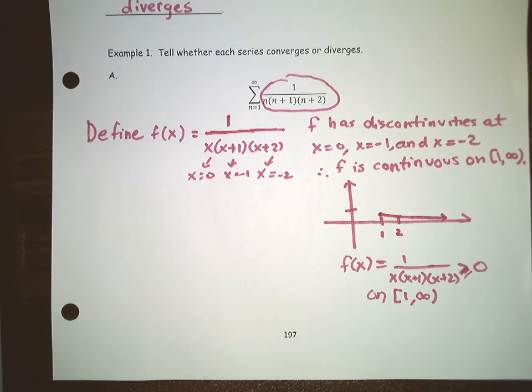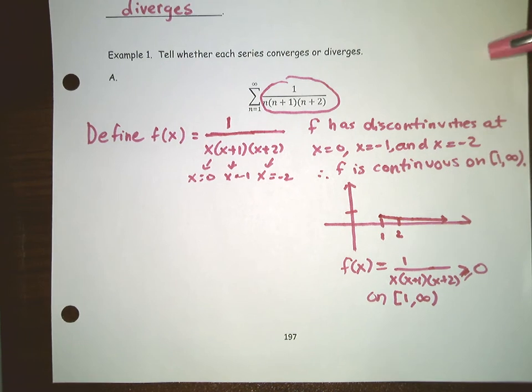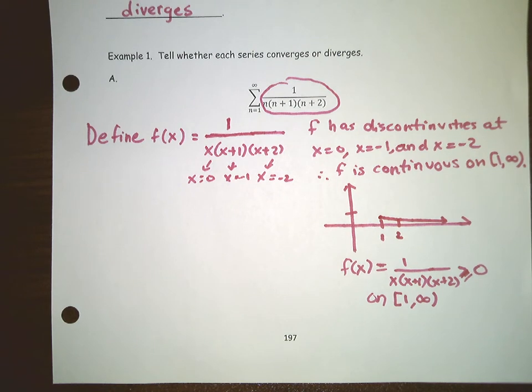But if I want to verify that this is actually decreasing, then I can go ahead and find the derivative. So why don't I do that? I want the first derivative of f of x, or y equals 1 over x times x plus 1 times x plus 2.